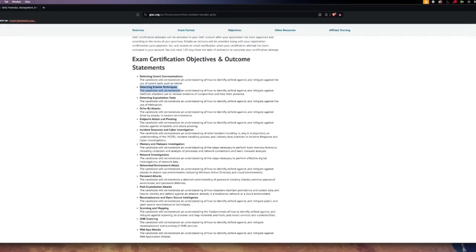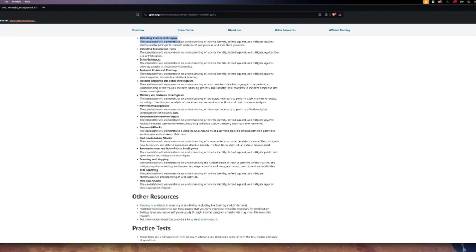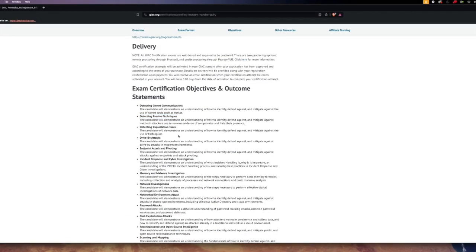And how to detect them, and also defenses against them, which is good to know. Like I said, to be a good incident responder, you have to know how attacks work and things like that. So I think it's good.